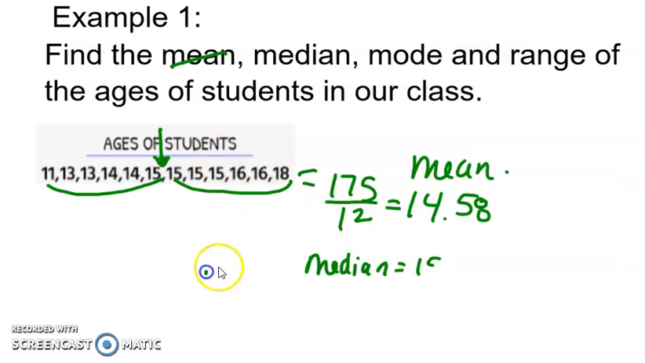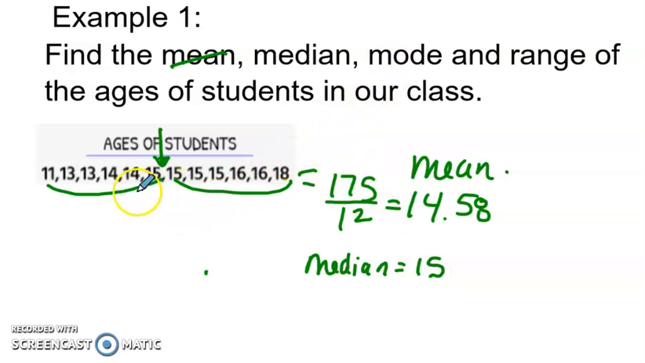You count from beginning to end and you find the very middle. If it's an odd number, you choose that number. If it's an even number, you add those two together and divide by 2, and that'll show you your median right in the middle. Last one is mode.